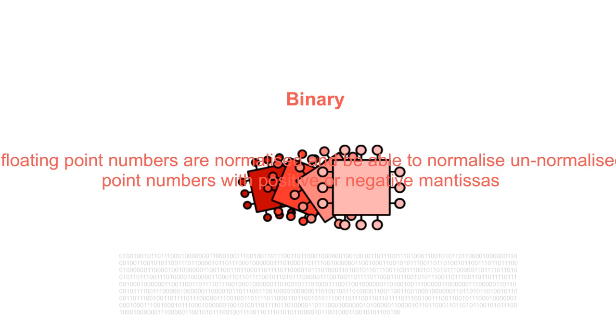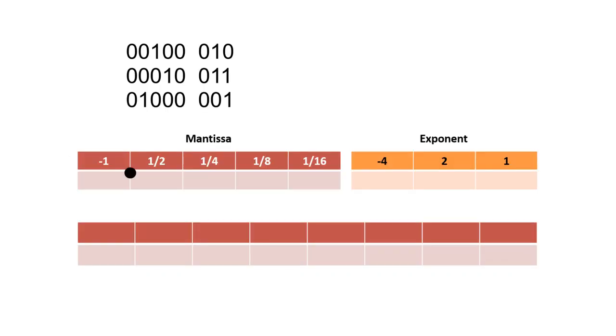In this video, we look at how computers store real numbers, or fractions. Let's consider three examples of typical floating point numbers.